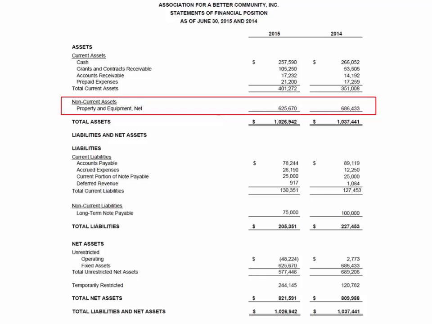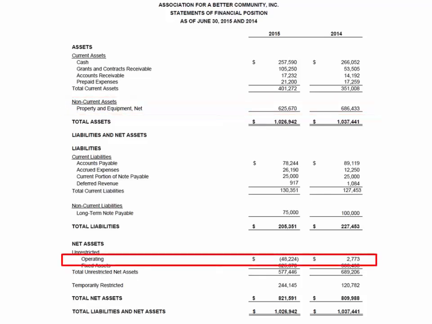So that's fixed assets. That is illiquid. What that leaves us with is actually a negative number. So in terms of LUNA, we actually have in 2015 a negative $48,000 liquid unrestricted net asset position. Now you'll see in this balance sheet it's actually broken out separately.